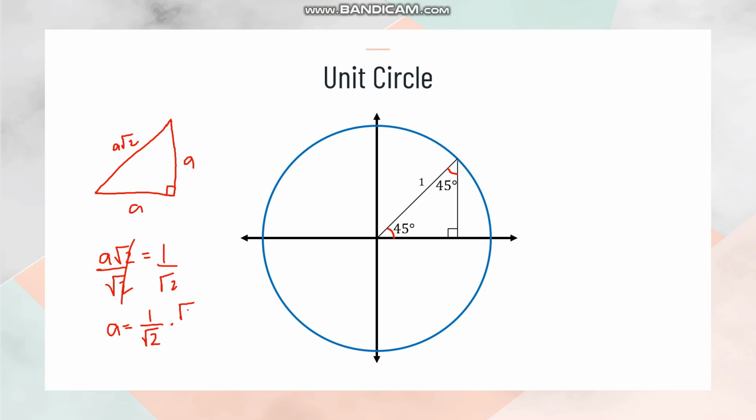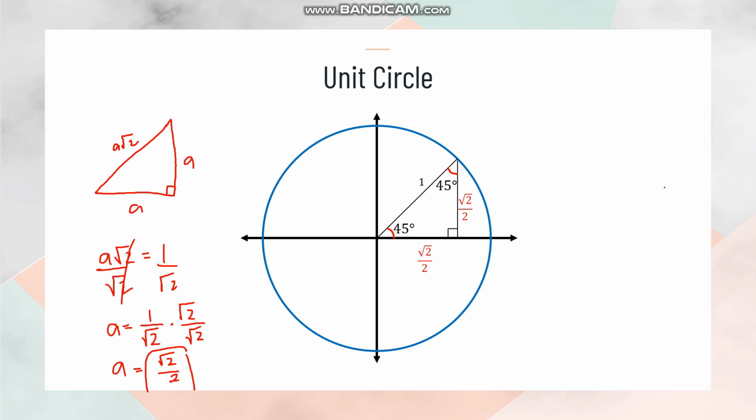And then we have to rationalize this. So we will have A equals square root of 2 over 2. So this gives us now the length of the legs of our right triangle. This one is square root of 2 over 2, and the other leg is also square root of 2 over 2, since again, they are just the same or equal.